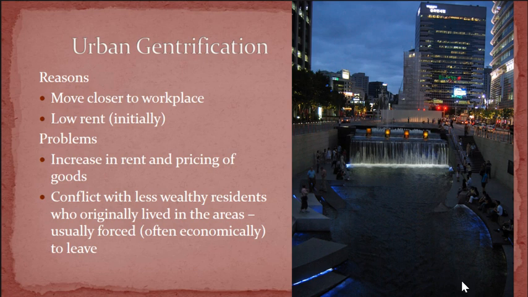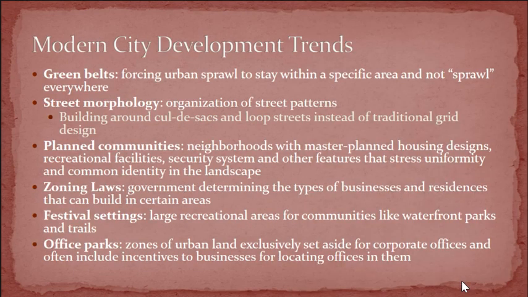And so the idea is that you have to figure out some way to renew these areas without simply just moving the people who lived there before out, right? And so that involves a really complicated system of things that people have to do. And some other things that you see that help contribute, hopefully, to revitalizing areas are green belts, right? So you force urban sprawl to stay within specific areas and you don't just pave over everything. That you organize street patterns.